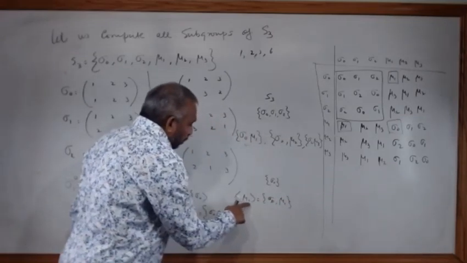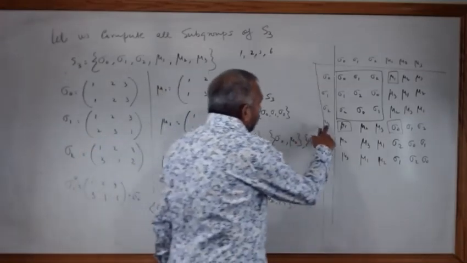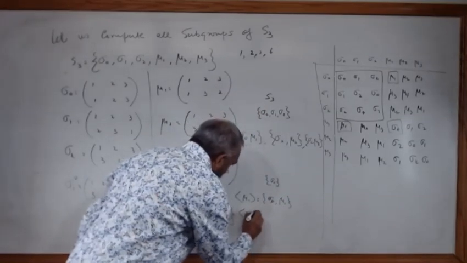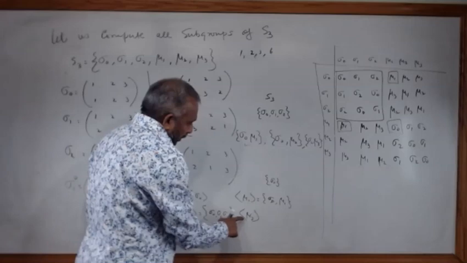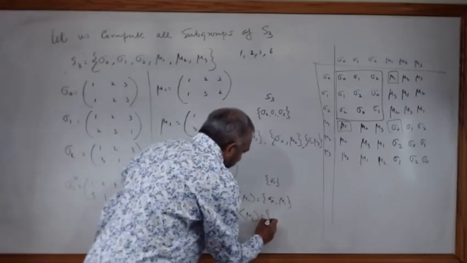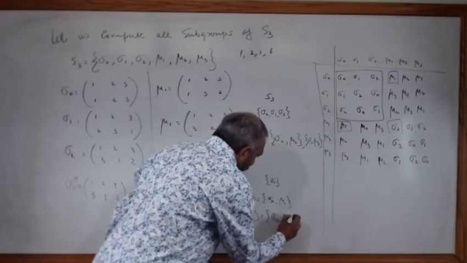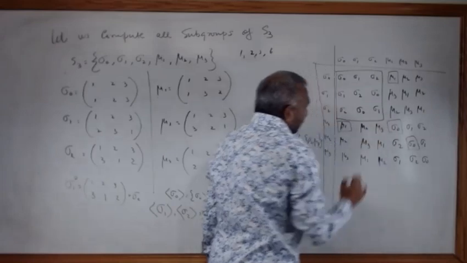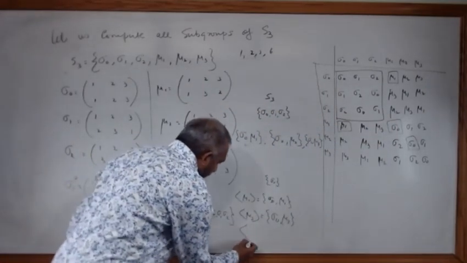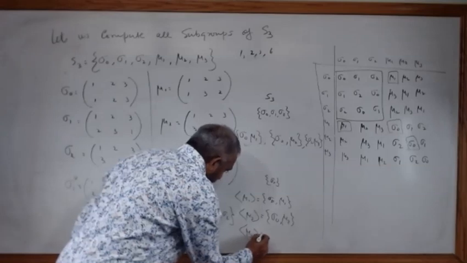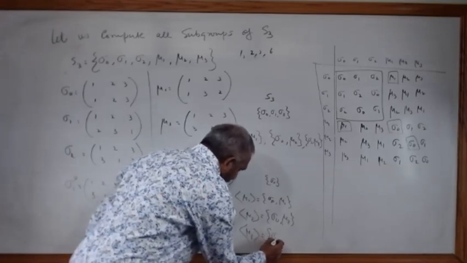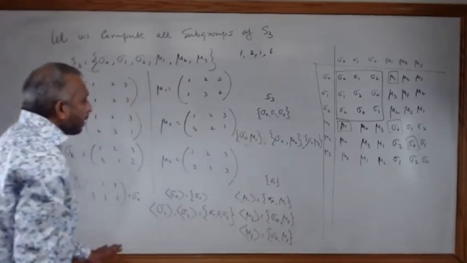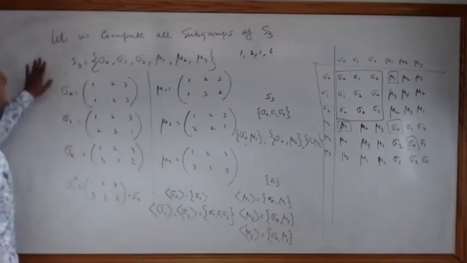Why? Because mu 1 square is sigma 0. Mu 1 square is the identity map. The subgroup generated by mu 2 is equal to sigma 0 and mu 2, because mu 2 times mu 2 is sigma 0. Similarly, mu 3 times mu 3 is equal to sigma 0. So these are the possible subgroups of S3.